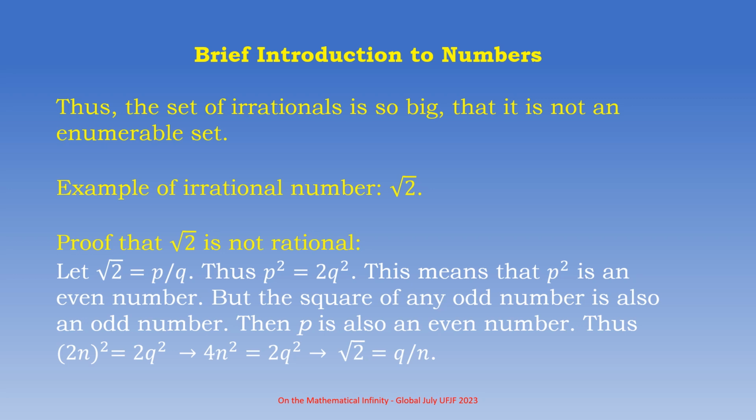We can write in the place of p, we can write 2 times n. n is any natural number, because any even number can be written as the product of 2 times any natural number, right? So we have p squared equal to 2 squared n squared, and the consequence of this is that equation, 4 n squared, okay?